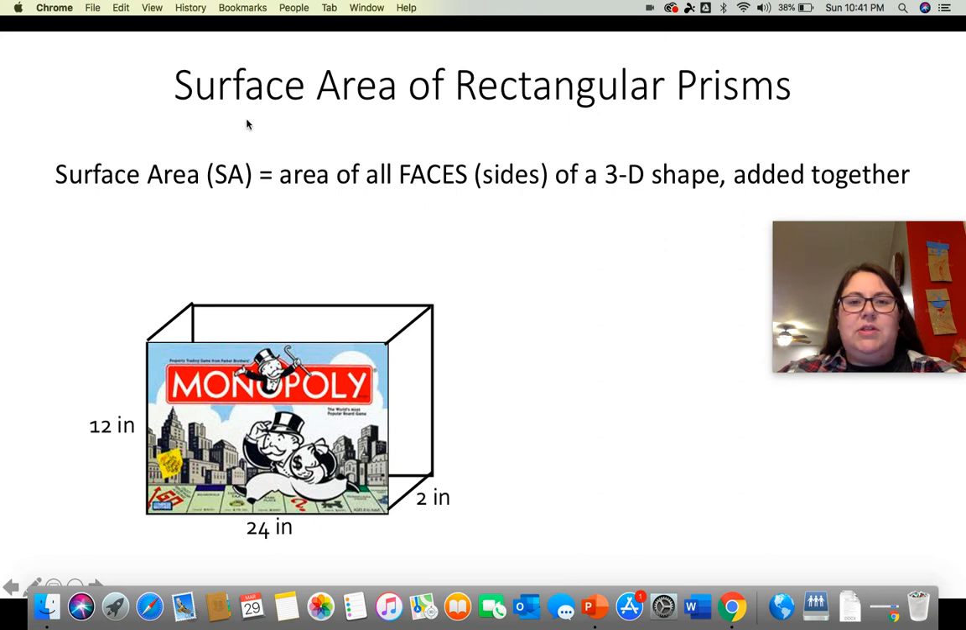Today we're going to talk about something called surface area, and we're going to continue talking about rectangular prisms. Rectangular prisms are three-dimensional rectangles, and surface area is basically defined as the area of all faces, which means the sides of the shape. We're going to add them together to figure out how much space goes around the outside of the shape, kind of like wrapping paper.